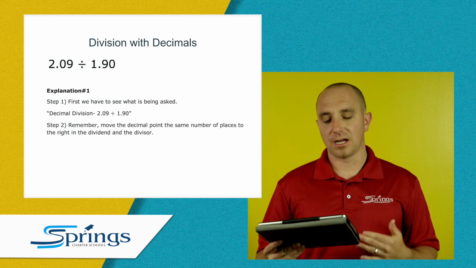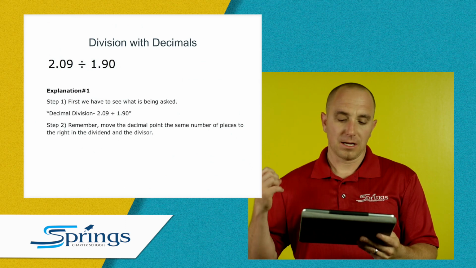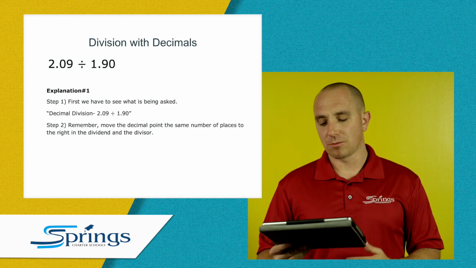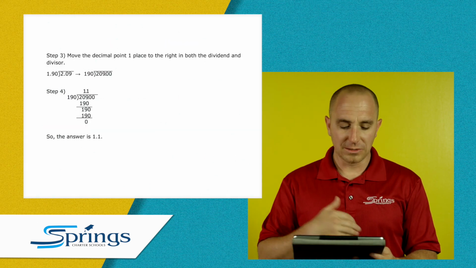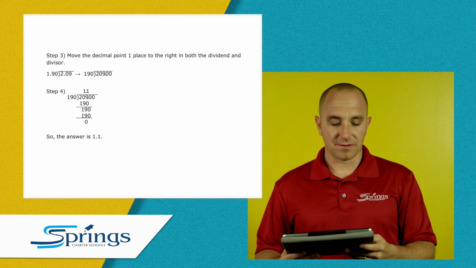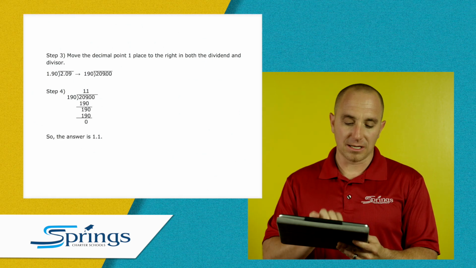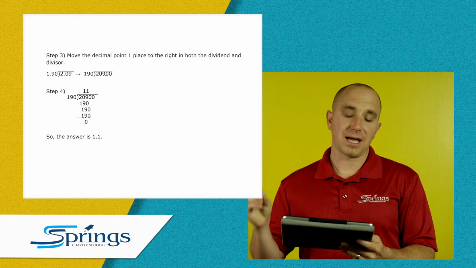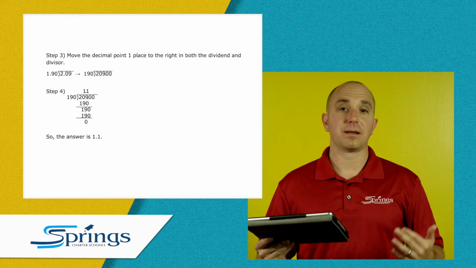So we have 2 and 9 hundredths divided by 1 and 90 hundredths. First we have to set up and see what we're being asked. So we're doing decimal division. We're going to remember to move the decimal point the same number of places to the right in the dividend and the divisor. So you can see here, we moved it over 2 spaces in the dividend and 2 spaces in the divisor, making it 209 divided by 190 rather than 2 and 9/10 divided by 1 and 90 hundredths.